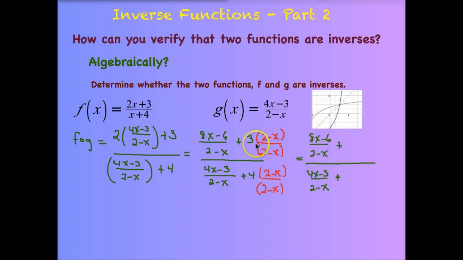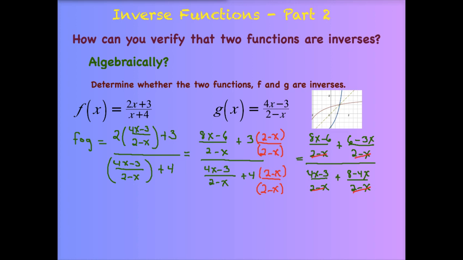Our next step would be to distribute the 3 again into the parentheses. Here we would get 6 minus 3x over our common denominator, and here we would have 8 minus 4x over the common denominator. What's nice about having all 4 of these being the same denominator is we can ignore them, because if we were to take this and divide it by the reciprocal of this, all these denominators would cancel.